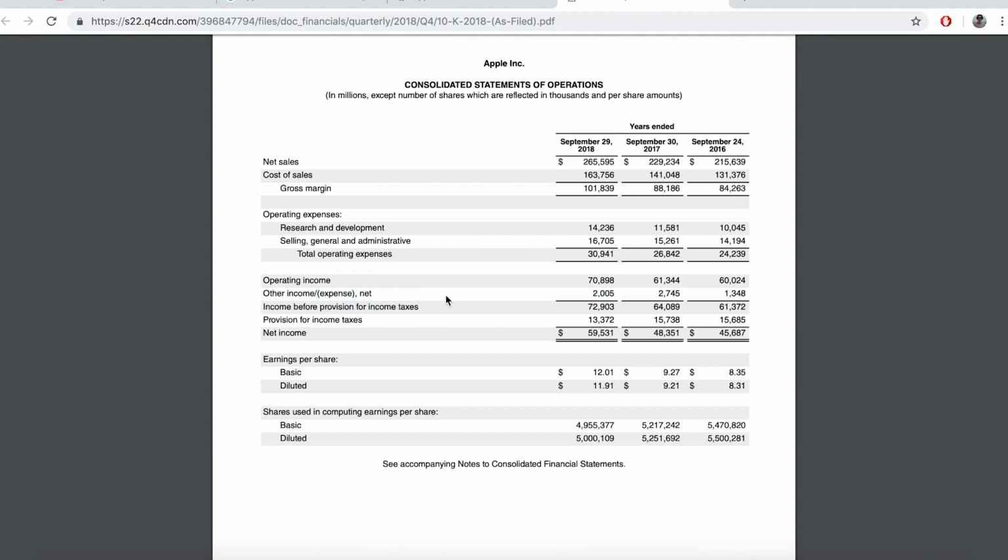The next major line is the net income. This is the profit or loss for the period, and it's basically the revenue minus all of the expenses incurred during that period. And you can see for Apple, they had just under $60 billion in profit for 2018.